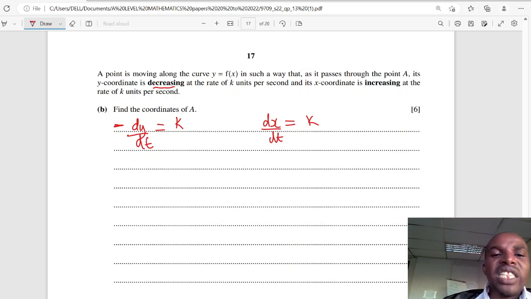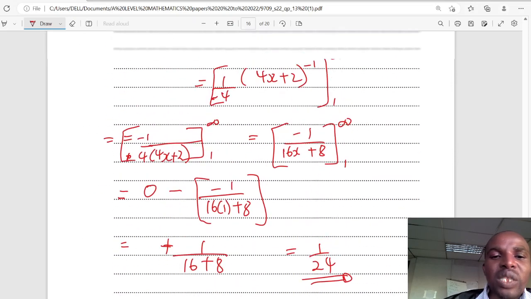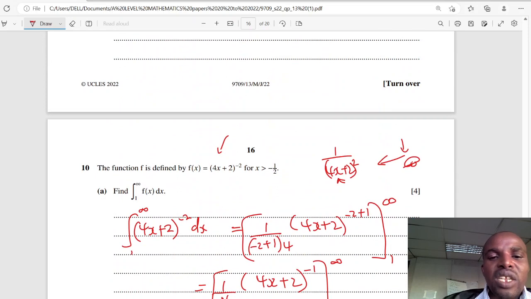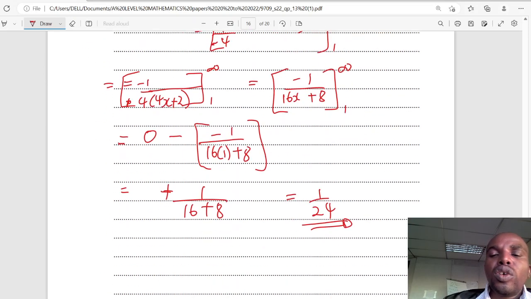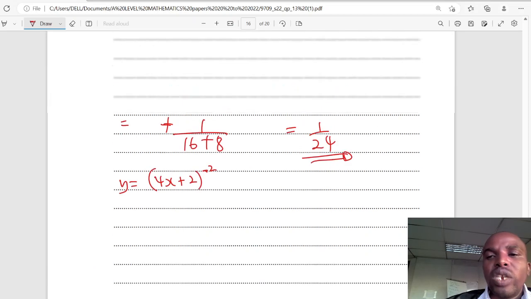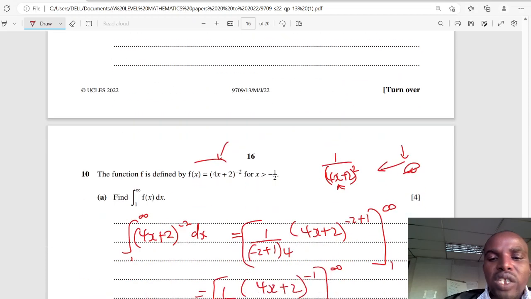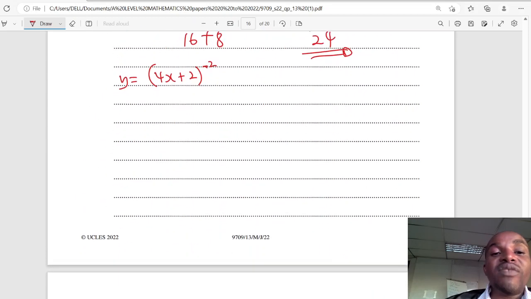Then we're being given that, let's find the coordinates of A. To find the coordinates of A, you come up here, you find your dy dx. Where is dy dx? Do we have dy dx? So y, f of x is equal to 4x plus 2 to the power minus 2. Let me check again. That's it. So 4x plus 2 to the power minus 2. That's your f of x, right?